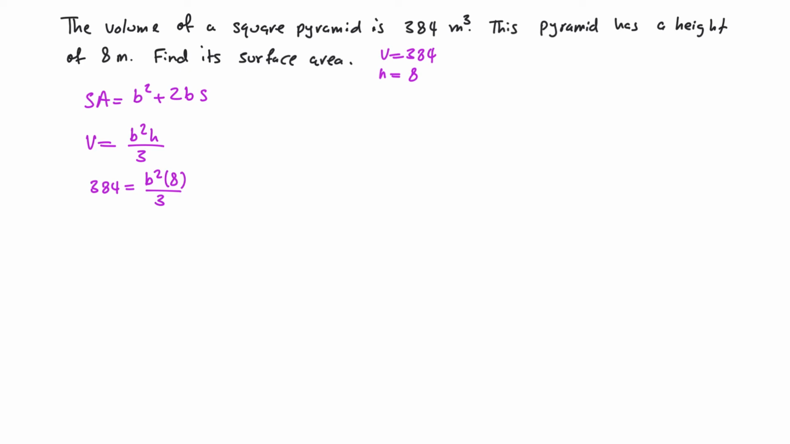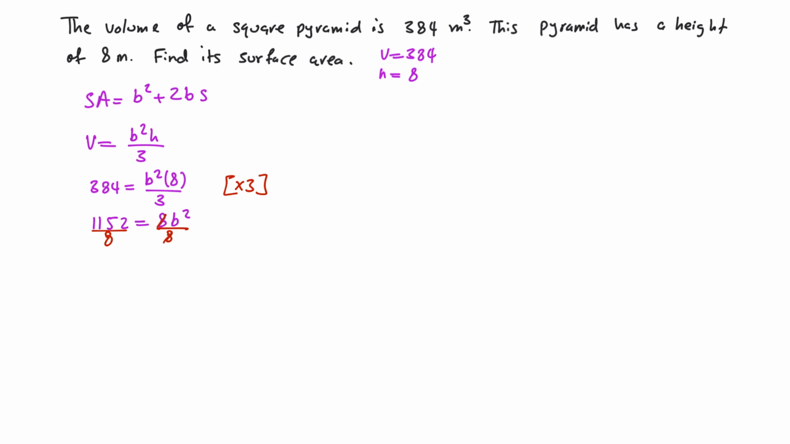So my first step is to get rid of this 3 over here. And to do that, I need to multiply both sides by 3. So I will get 384 times 3 on the left-hand side, which will equal 1152, and that will equal b squared times 8, or simply 8b squared. Now, to get rid of the 8 and isolate b squared, I need to divide both sides by 8. I'm just going to write my steps in red here.